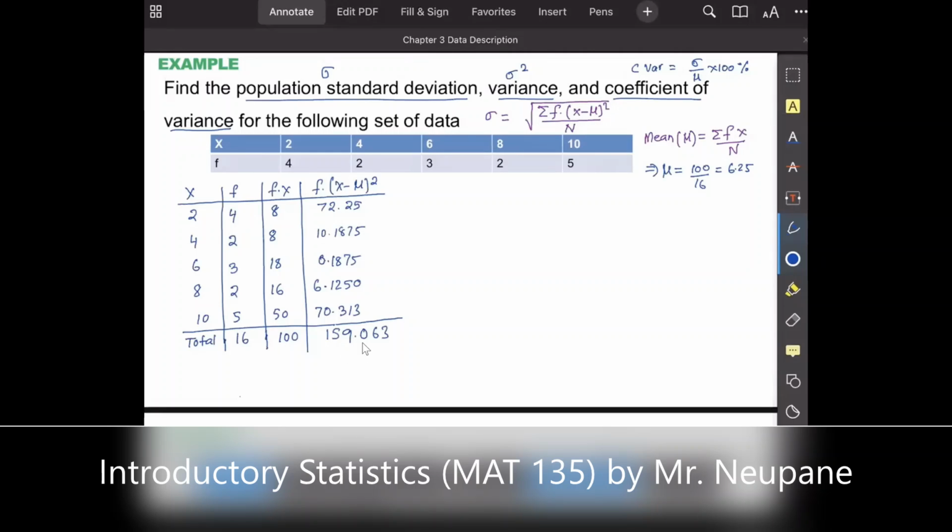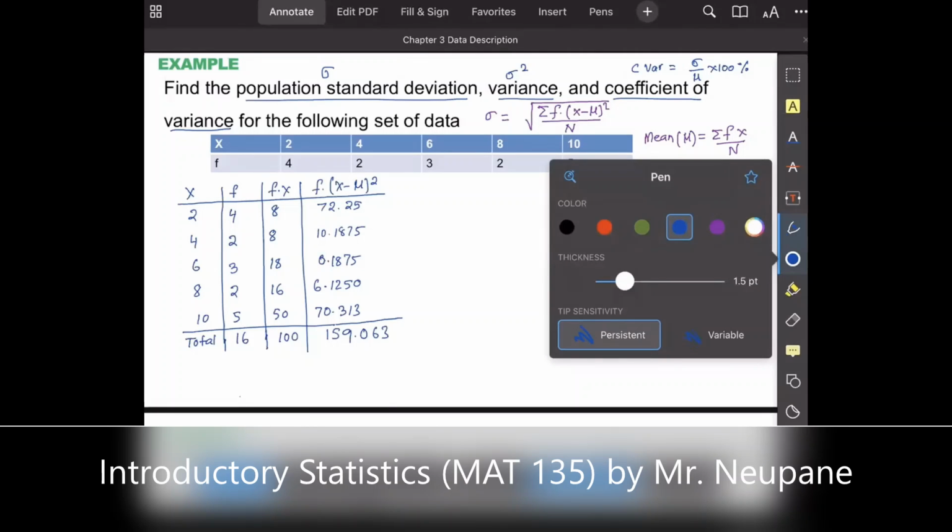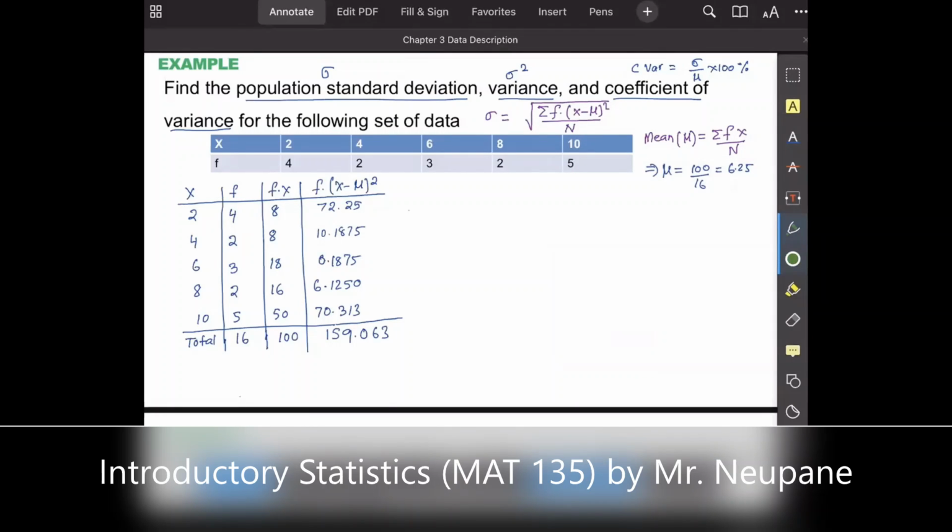So I got 159.063. I hope you got the same. Now let's use this information to calculate the standard deviation. The standard deviation sigma is equal to, see, this is our formula, which is the square root of the sum of f times x minus mean squared. The sum of all that is this, which is 159.063, and divide that by n. n is the sum of frequency, which is 16.